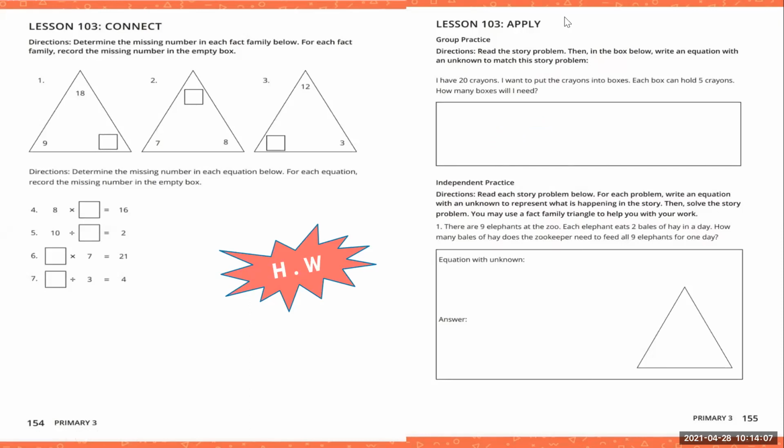Okay, page 155. Here we have some story problems. The first story problem: I have 20 crayons. I want to put the crayons in boxes. Each box can hold 5 crayons. How many boxes will I need? It means we have 20 crayons and I want to distribute them into some boxes. I don't know the number of boxes, but I know that each box can hold 5.